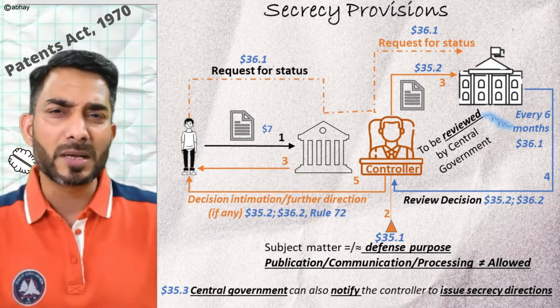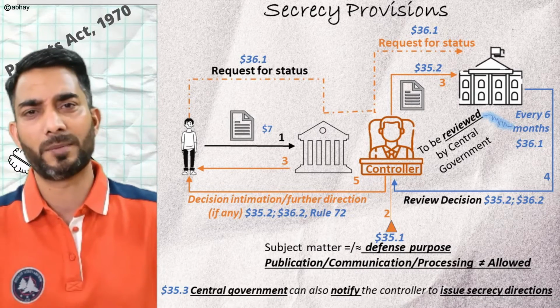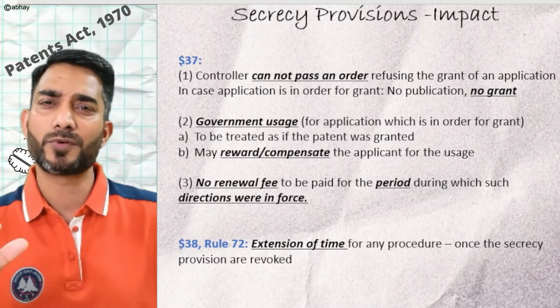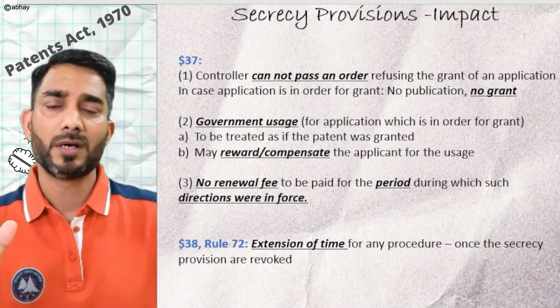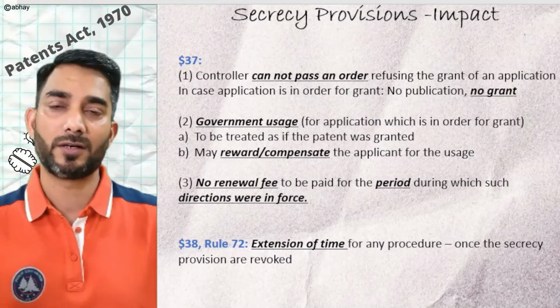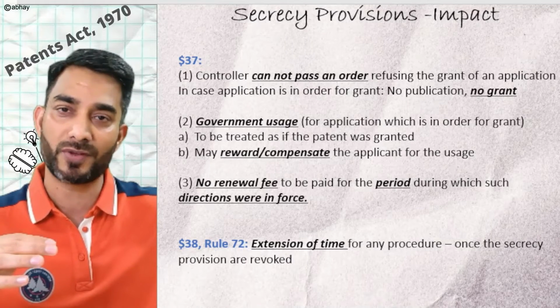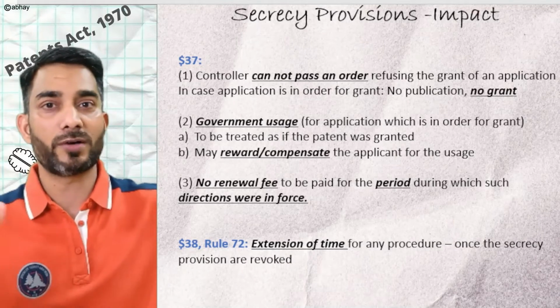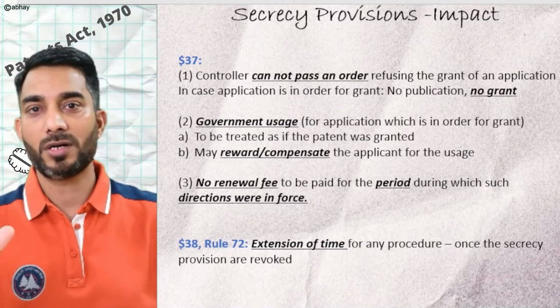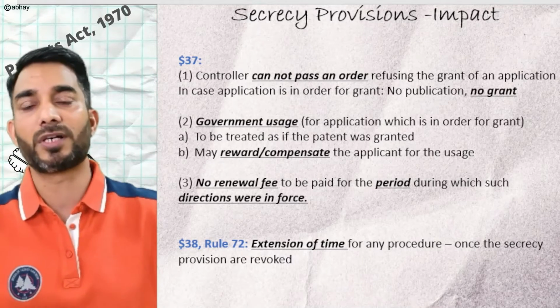So what is the impact of secrecy provisions on an applicant or an application? When a secrecy provision is invoked, the controller cannot issue any decision refusing grant of a patent. Similarly, for those cases where the application had moved through the prosecution phase, maybe in order for a grant, the controller cannot grant the patent or enable publication of the granted patent.